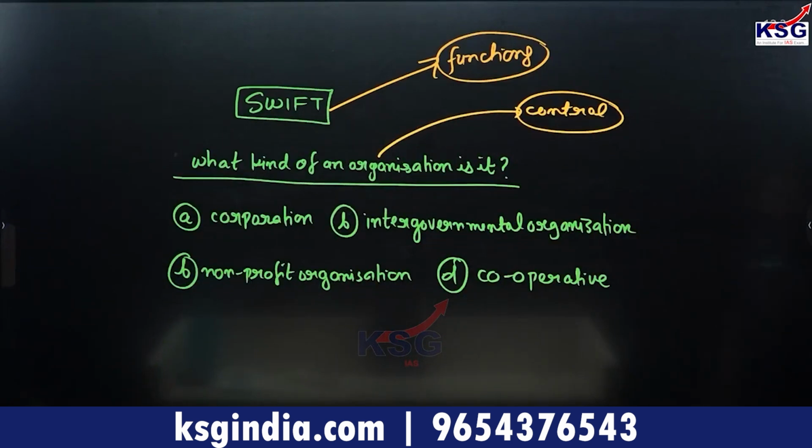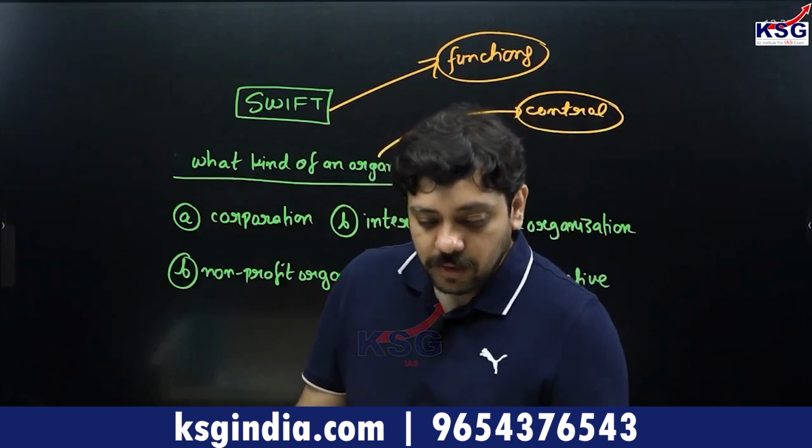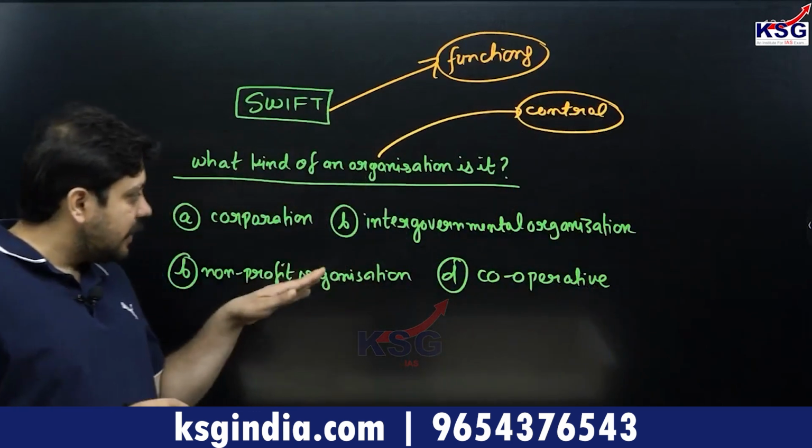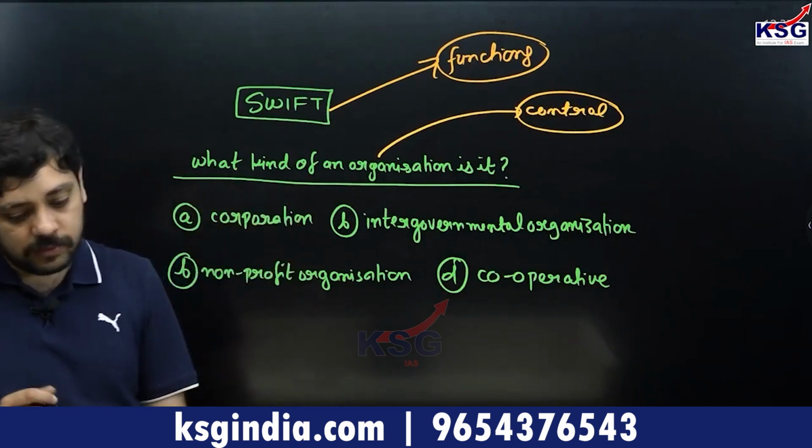What do you think is the correct answer? A, B, C, or D? What is the correct answer out of these? This is a very simple prelims question that can come because of the relevance of Swift. Class, are you there? Are you listening? A, B, C, D, which is the correct answer according to you? What kind of an organization is Swift? Please tell me.